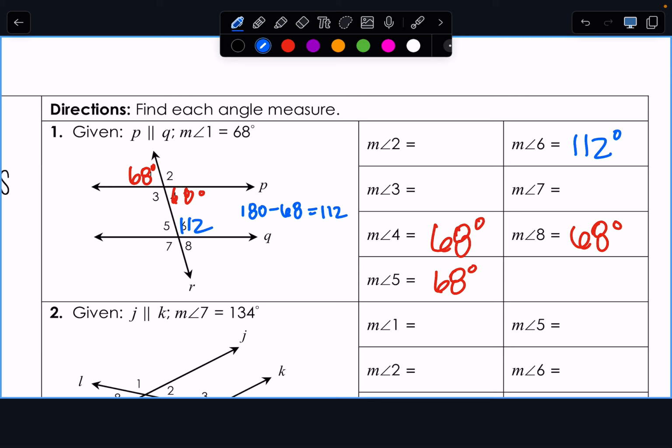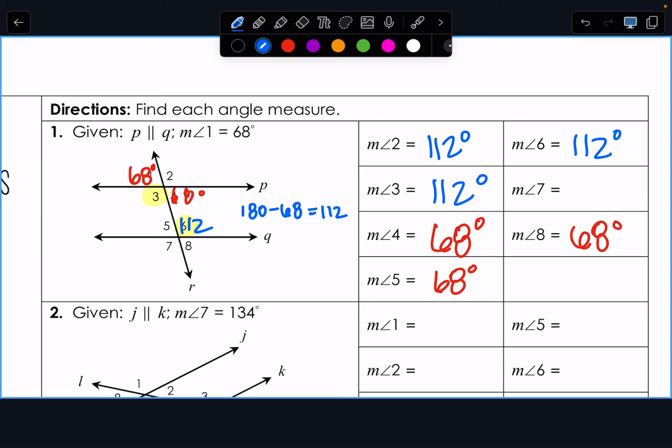What's angle 2? And what's the relationship between angle 2 and angle 6? They're corresponding. So we know that that is also 112. What's true about angle 3 and angle 6? What kind are those? They're both inside. They're alternate interior. We know that alternate interior angles are congruent, so we know angle 3 is 112.